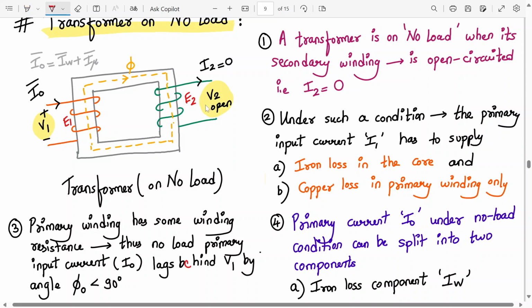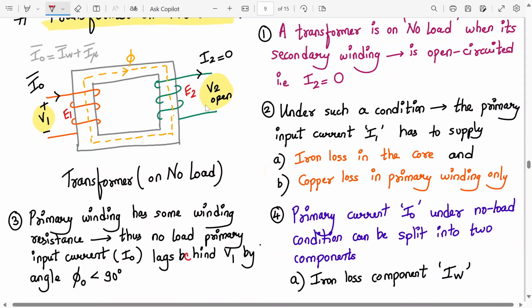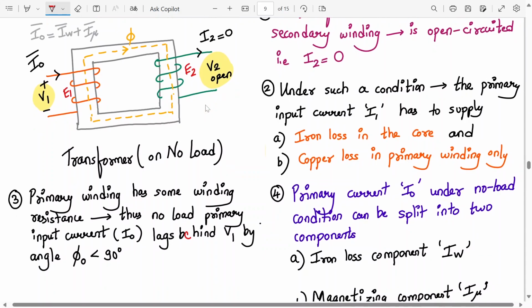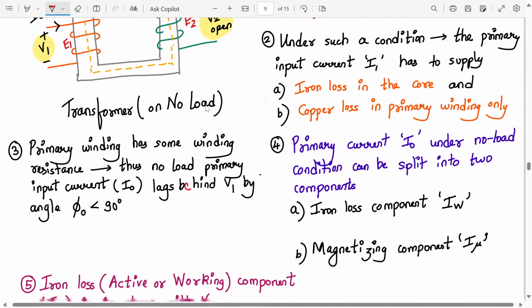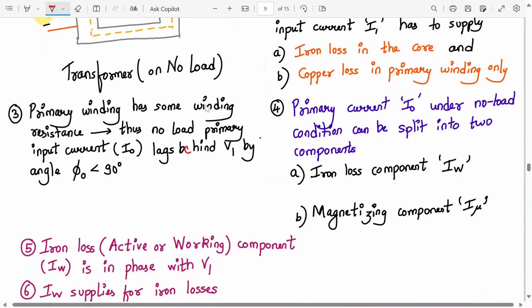Now the primary, whenever the I2 becomes 0, under these conditions the primary current I1 has to supply for the iron loss and the copper loss both. So the primary current I0 under no load conditions gets split up into two components. So primary current was I1, now it has become I0. So that gets split up into two components. Iron loss component, here it is, IW, and I mu is the magnetizing component.